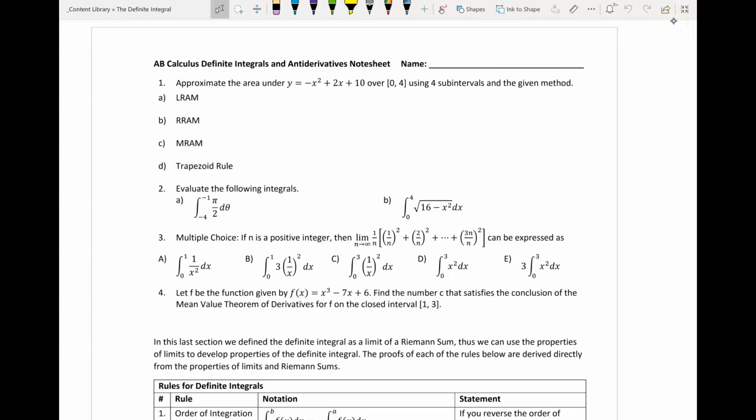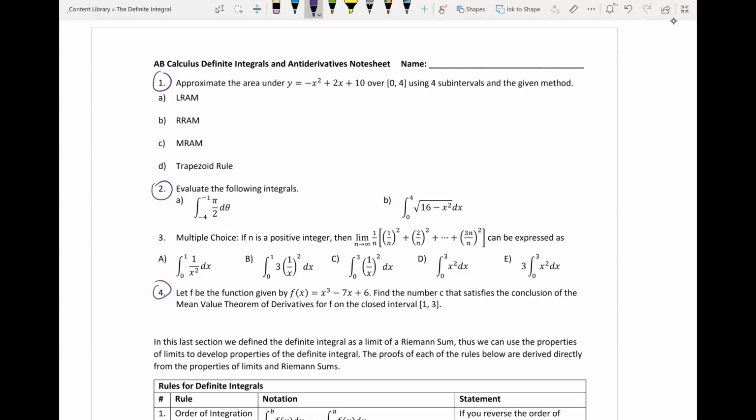This is day 3 of definite integrals. So what you can do for questions 1, 2, and 4, you can do those right now, and then when you're ready, I'll do the solution. So try this out first.